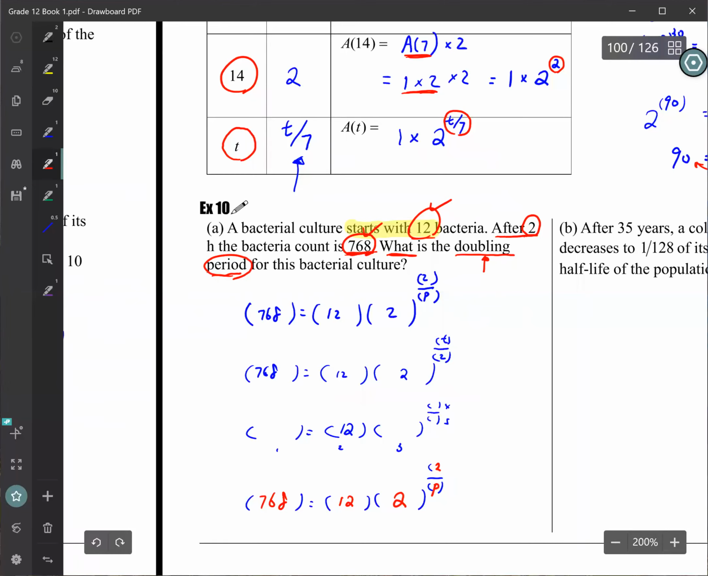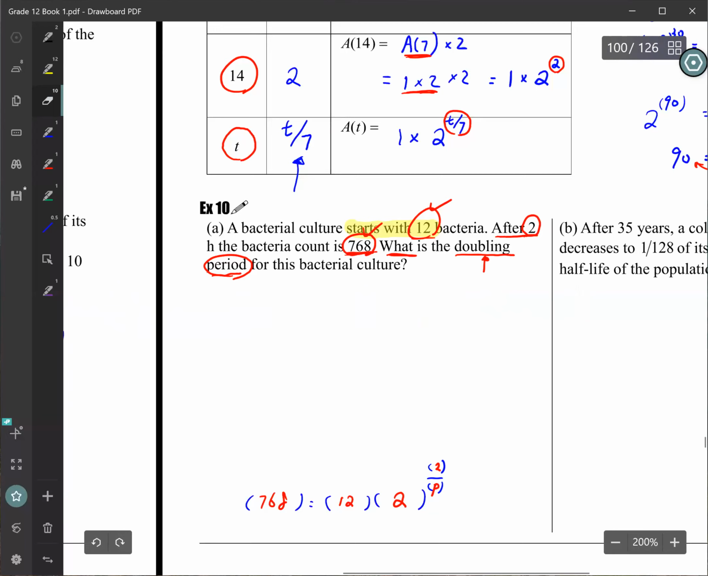So 2 hours to go from 12 to 768. And every time the bacteria will be doubling, and we want to find out the period for it to double every time, how long it takes to double each time. Okay, any questions? So you've got to break it down. Every question you've got to think thoroughly about what it actually means. There are some keywords like period, doubling life. Sometimes they say double life, okay? It means the same thing. You can write it on the side, okay?